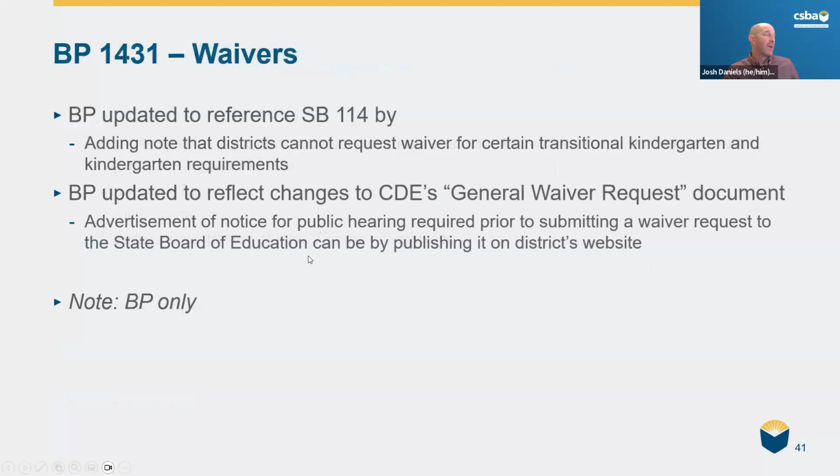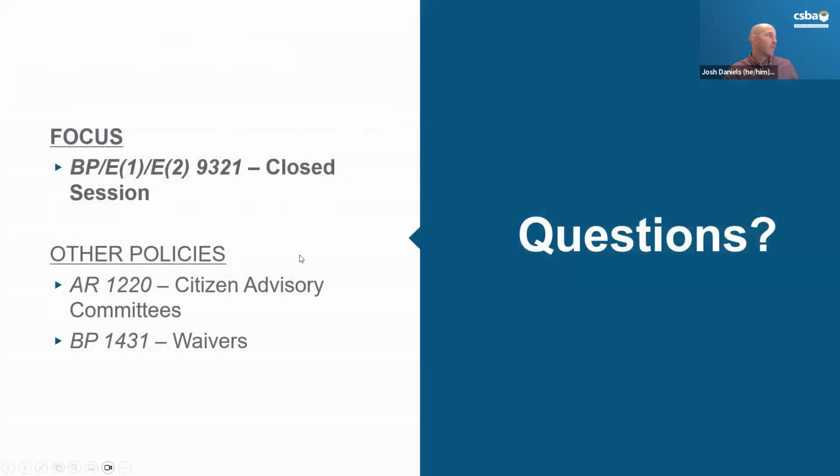All right, and then we have waivers. So this is 1431. SB 114 was one of those major ones that changed a lot of things. So there are certain things that the district can no longer request waivers for related to kindergarten and TK. And then CDE made some changes to its general waiver request document about when you must share notice of doing so, and that is reflected there as well. This is also only a board policy. And with that, we will go back to you, Barbara, for questions.